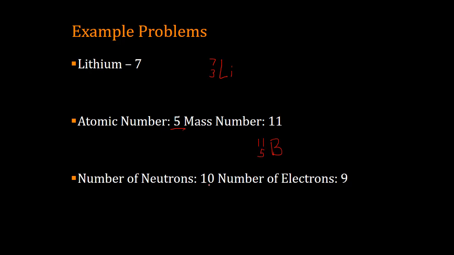And then number of neutrons is 10, the number of electrons is 9. Remember, atoms are neutral because they have the same number of protons as electrons. So this tells me my atomic number is 9, and element number 9 is fluorine. So this is fluorine, and it's got 10 neutrons. 10 plus 9, protons plus neutrons, is 19. So there is the isotope notation for fluorine 19.